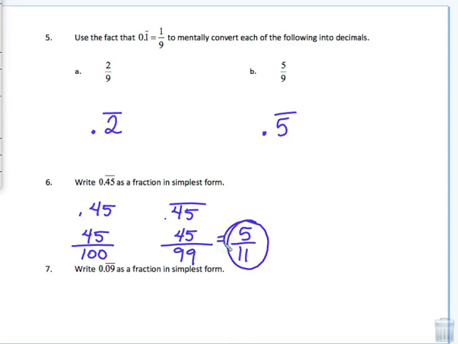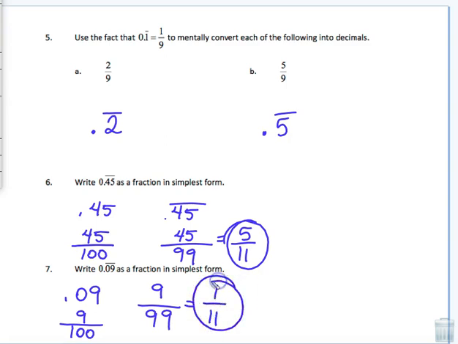All right, last problem of the day. It says write 9 hundredths repeating in fraction in simplest form. So once again, if it was 9 hundredths not repeating, this would be 9 out of 100. Because it's 9 hundredths repeating, it's 9 out of 99 because of that repetition, and that's easy to reduce to 1/11th.